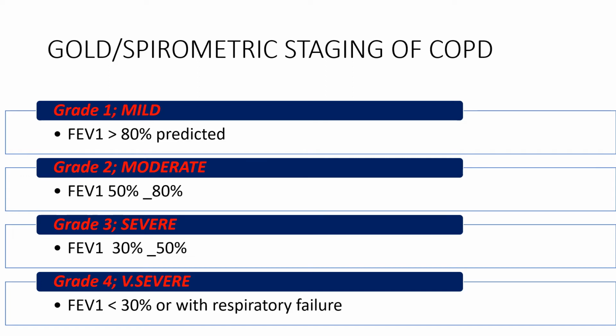COPD. If it's between 50 to 80%, that is moderate. If it's between 30 to 50%, that's severe. And if it's less than 30%, or the patient has presented with respiratory failure, that is very severe COPD. So this is also called the GOLD staging of COPD or spirometric staging or the objective staging of COPD.